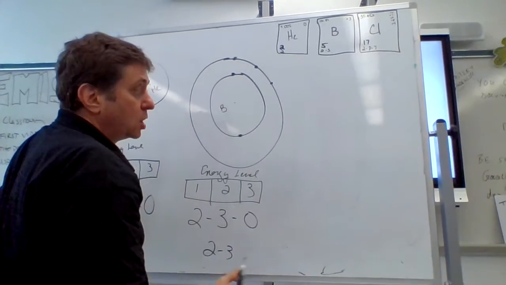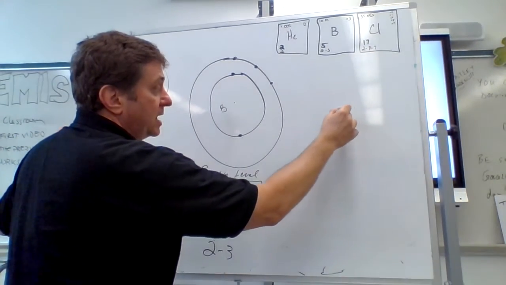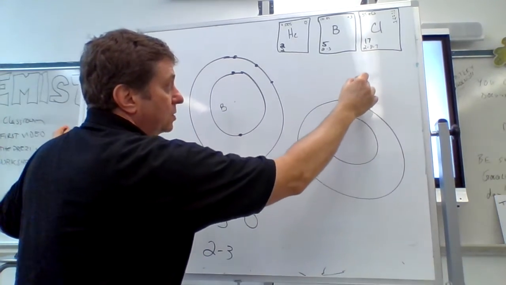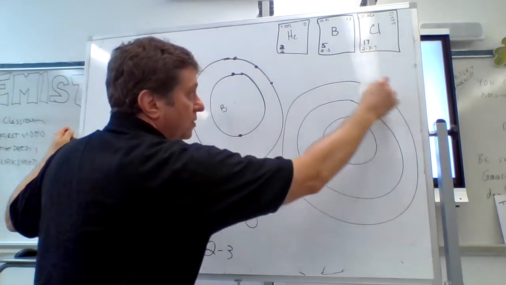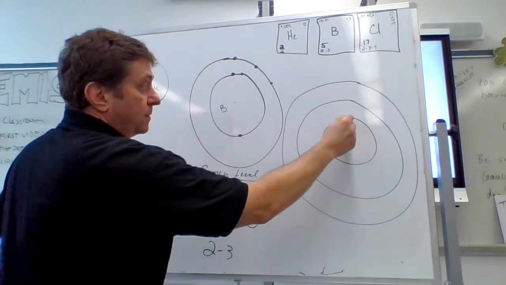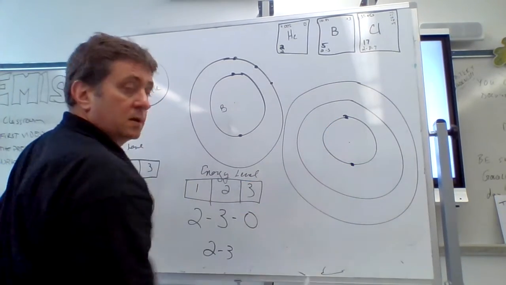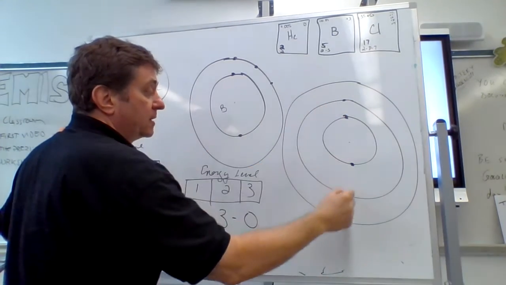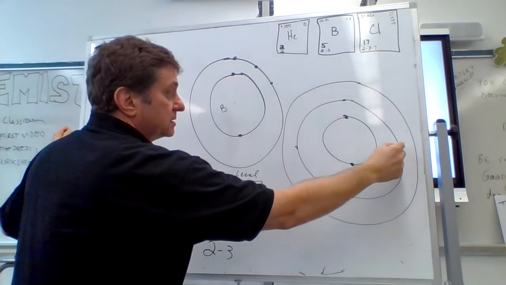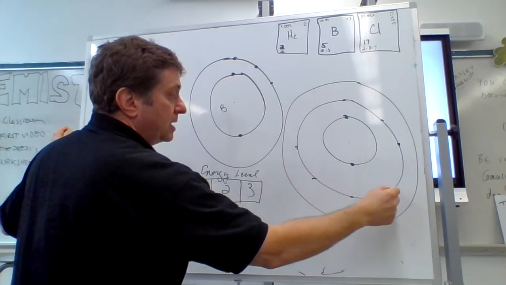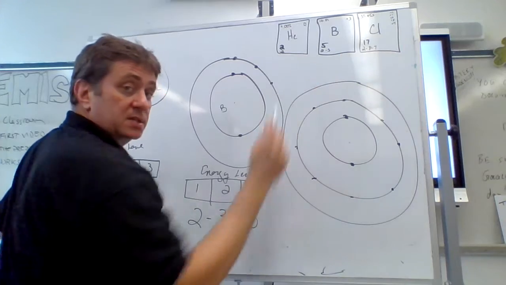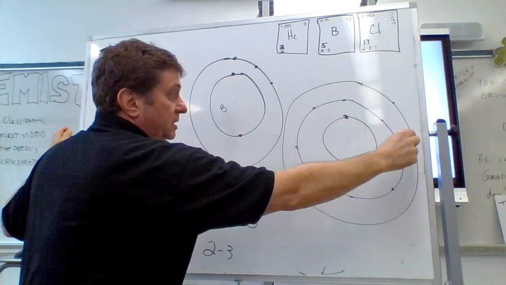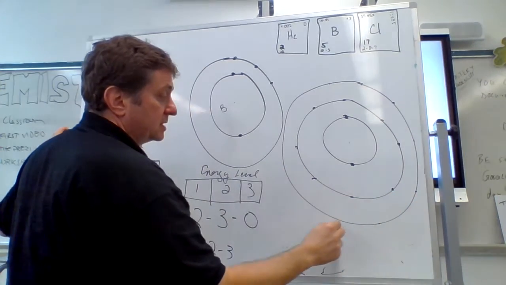Let's do another one. Chlorine. Here's our nucleus. Energy level 1. We're going to need all 3 this time. Energy level 2 and energy level 3. Energy level 1, 1, 2. We know that energy level 2 can hold 8. So 1, 2, 3, 4, 5, 6, 7, 8, 9, 10, and we still need 7 more electrons. 11, 12, 13, 14, 15, 16, 17.